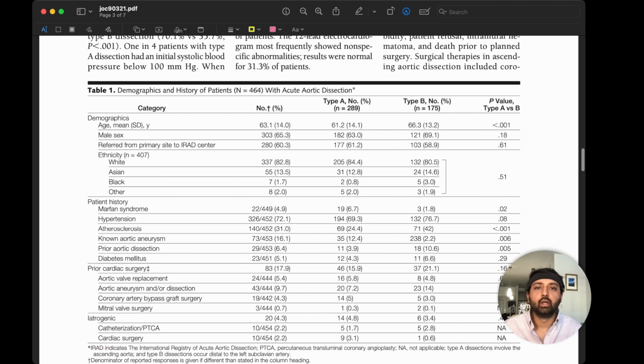But trying to have a disease script for aortic dissection that involves just a 65-year-old male smoker with elevated blood pressure, you're really going to miss too many cases. If you suspect a dissection, you need to get a CT. That's really the end of story.